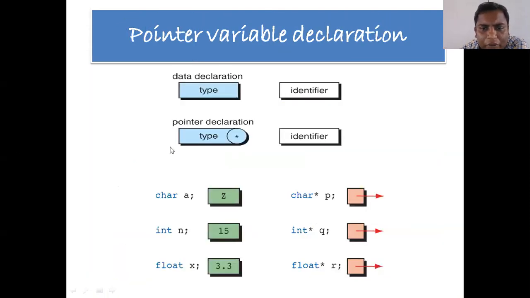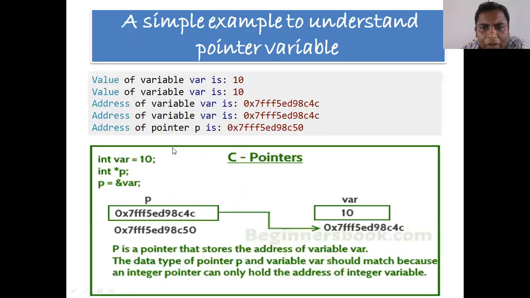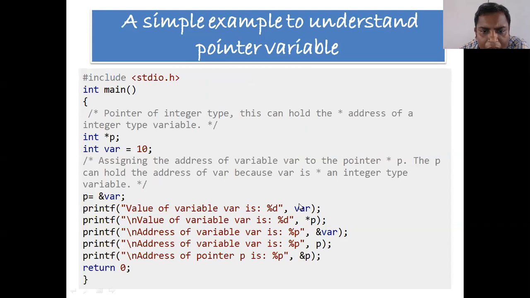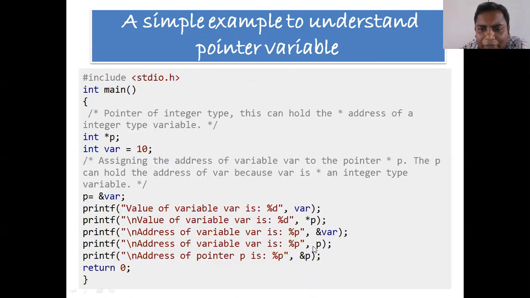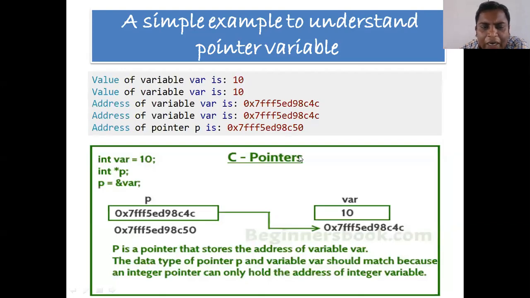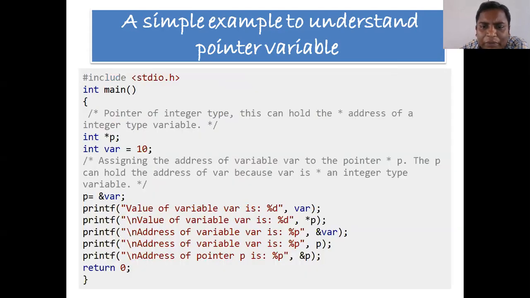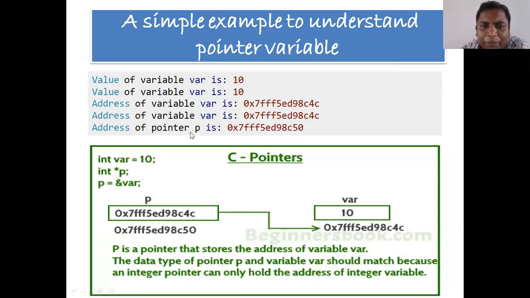Now, if we want to see the address of variable var, we all know the address of var is the value of p. So simply we will give p, and if we want to know the address of pointer p, then we have to simply put &p to get the address of the pointer variable p in my program.